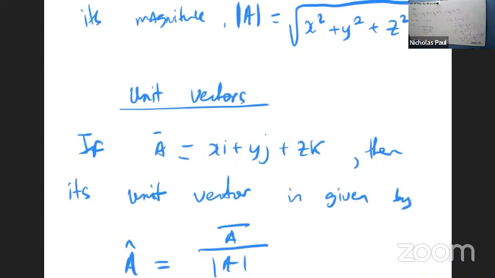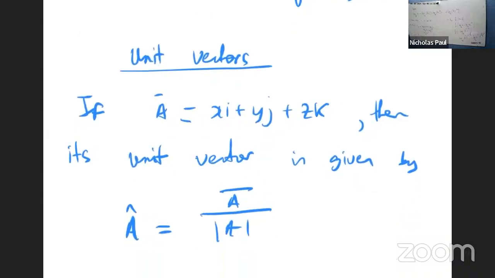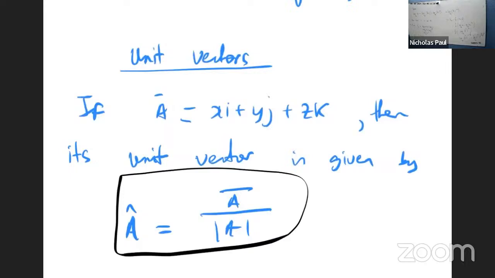Right? So if a is a vector, how do we find unit vectors? Probably write this one down. To find a unit vector, you take the vector and divide it by its magnitude. All right? Take the vector and divide by its magnitude. That's how you find a unit vector. And remember, its magnitude is always 1.